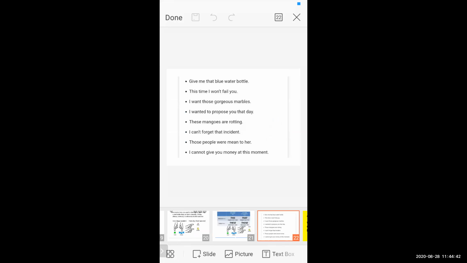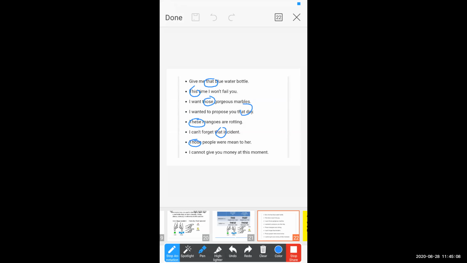So here we have some examples. Students, you can see over here, give me that blue water. Now that comes under the demonstrative adjective. That water: that shows it is far, and it is singular. So such words, this, these, that, those, come under the demonstrative adjective, where you have to point out the noun. When you point out the noun, at that time we use a demonstrative adjective.